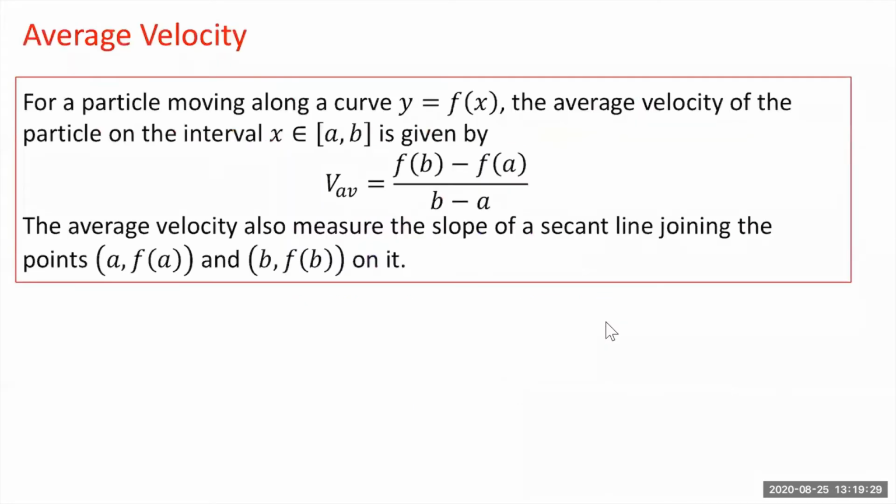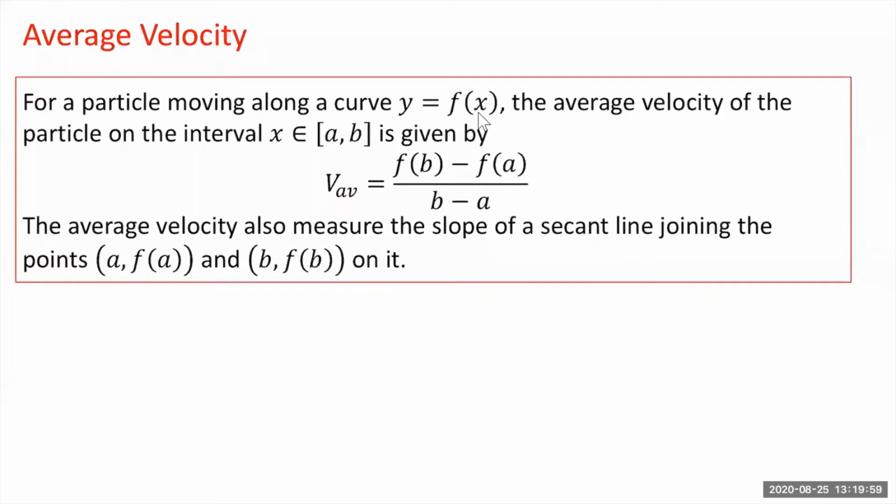We are going to start with this concept here, which is called the average velocity. Because we'll be using calculus in physics, we'll be talking about a lot of things related to physics. So the first thing we are talking about is the average velocity. Let's find out how we can find the average velocity for a particle moving along the curve y equal to f of x. So we are considering that a particle is moving along this curve.